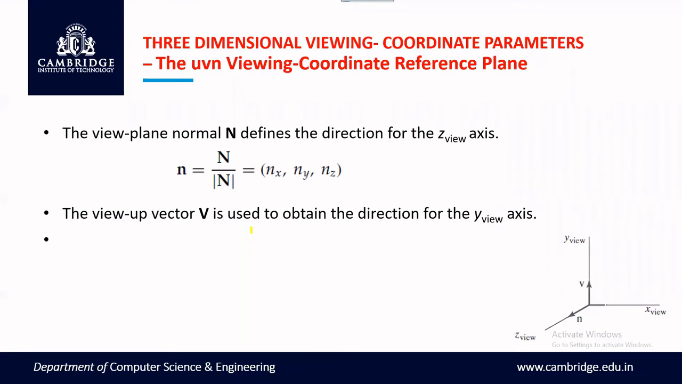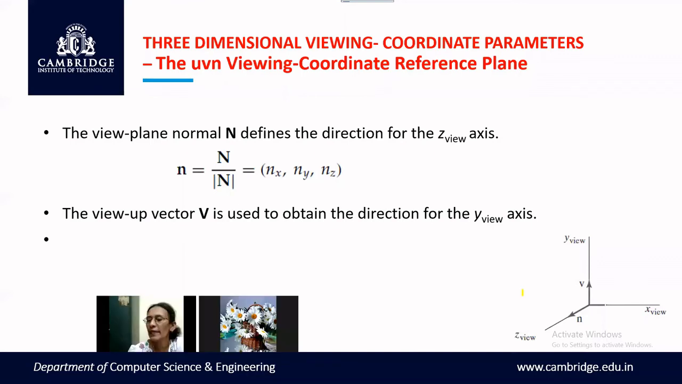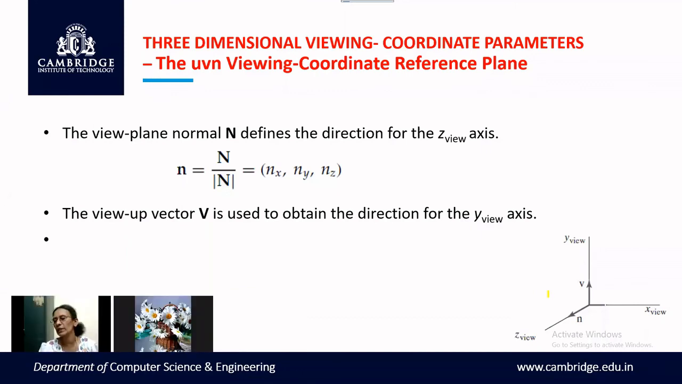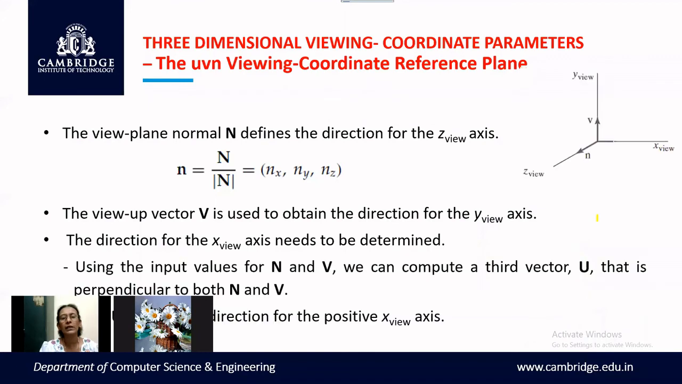Now, once you have defined your normal vector, that is your z axis, and the y view vector, next, what is it that you have to define? You have to define the x view, we said. How did we get x view? X view is mutually perpendicular to y view and z view. That is, your vector along your x view would be mutually perpendicular to n and v. How do you get a mutually perpendicular vector? That is the cross product.